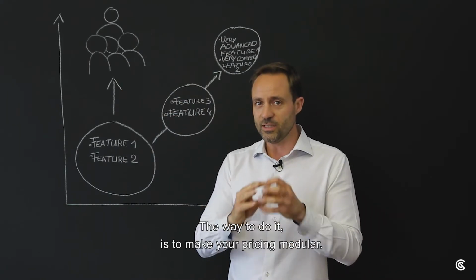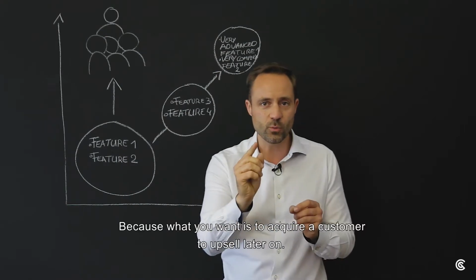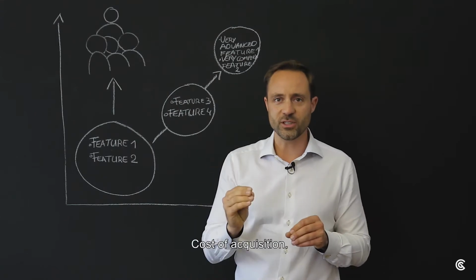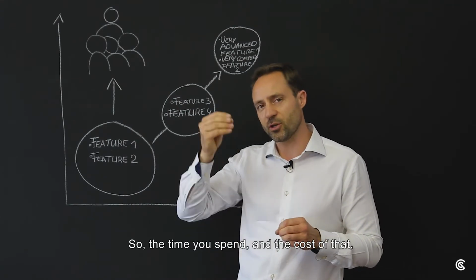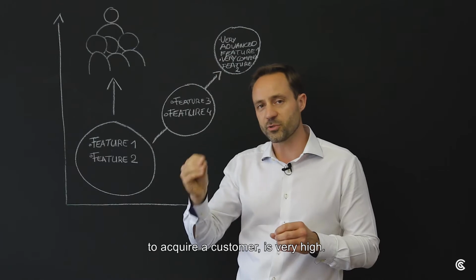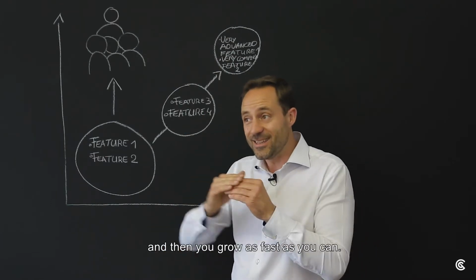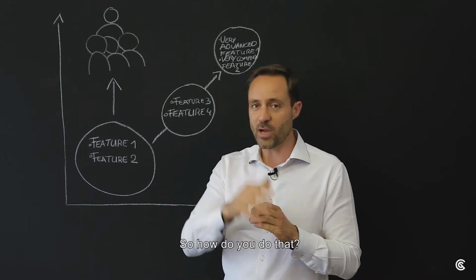The way to do it is to make your pricing modular, because what you want is to acquire a customer to upsell later on. The cost of acquisition, so the time you spend and the cost to acquire a customer, is very high. So what you do is get in, put a foot in the door, and then you grow as fast as you can. So how do you do that?